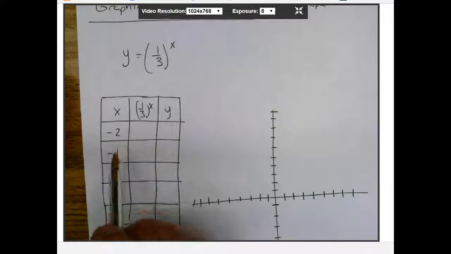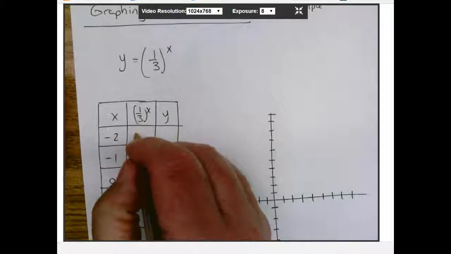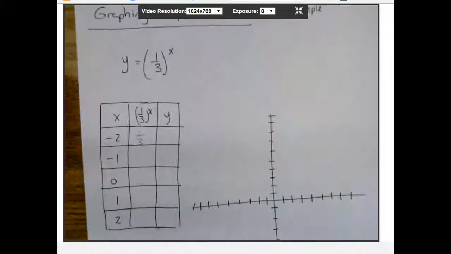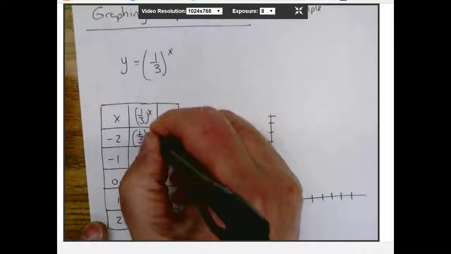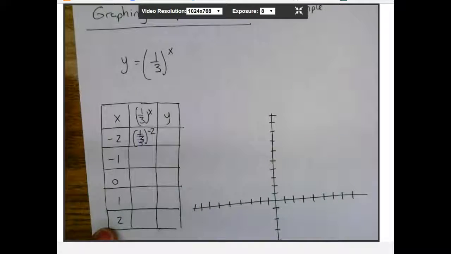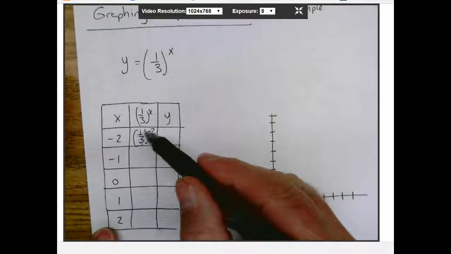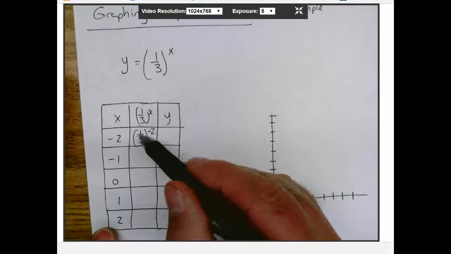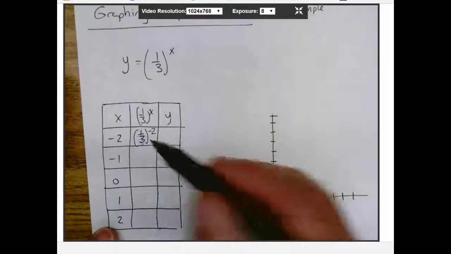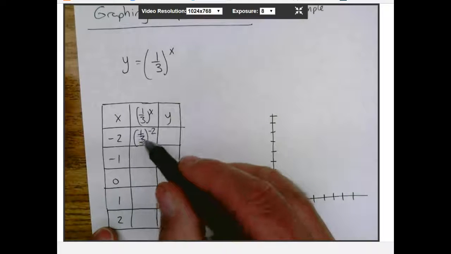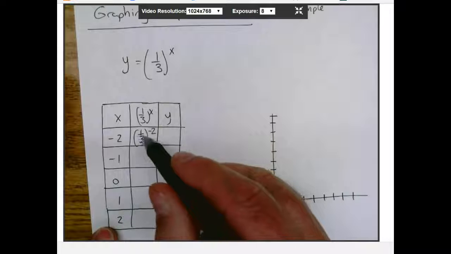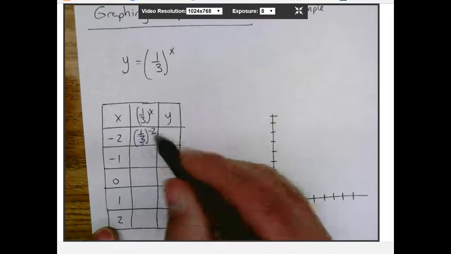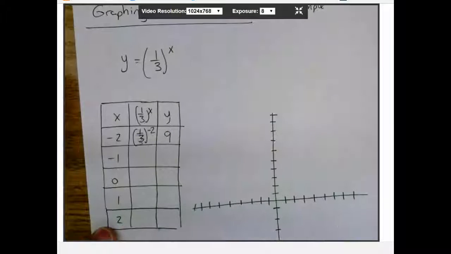So first we have -2. So what I'm going to have is 1/3, and that's going to be to the -2 power. Okay, and what that results in is I do -2 to both. Okay, but 1 to the negative doesn't give me much. But in the end, I'm going to have 1 over 3 to the -2, which is 1 over 9. But then it's the -2, so then I have to flip it. So in the end, it should be 9.